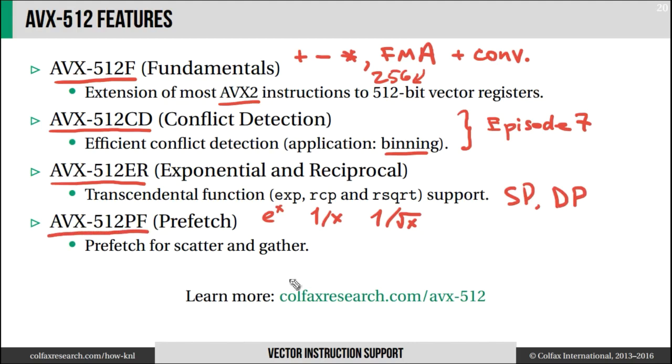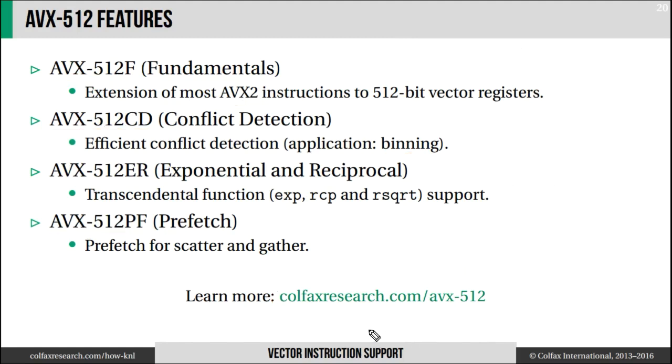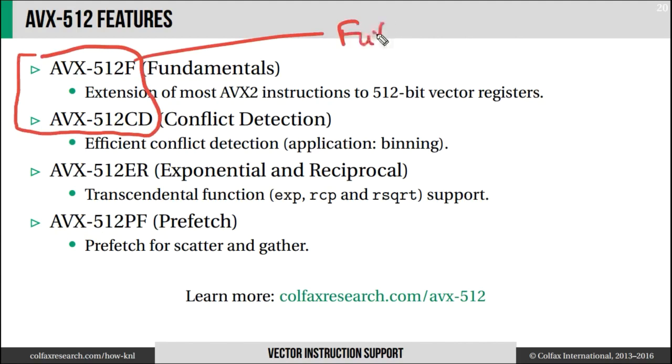You can learn more about using these 4 modules in our Colfax research publication at this URL. The reason that AVX512 is broken into several modules is that these modules are going to be reused selectively in future Xeons. For instance, AVX512F and CD are going to be used in future Xeons based on the Skylake architecture.